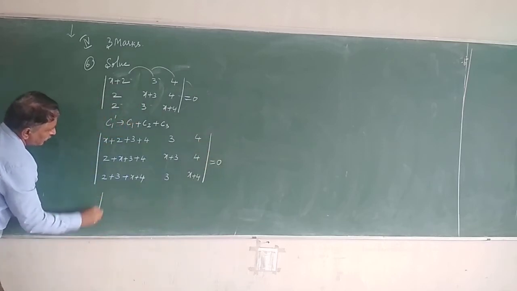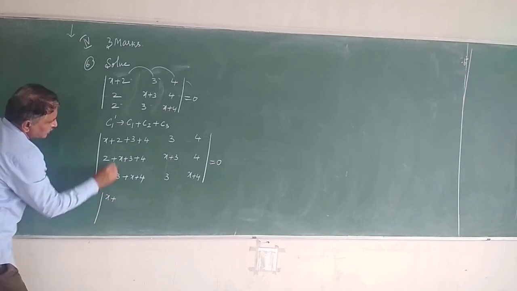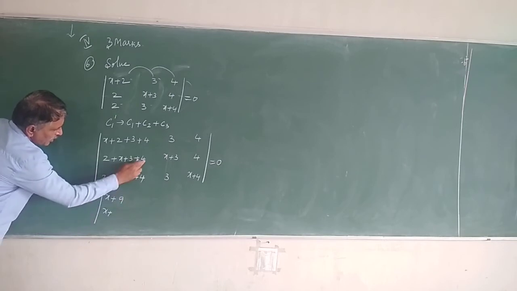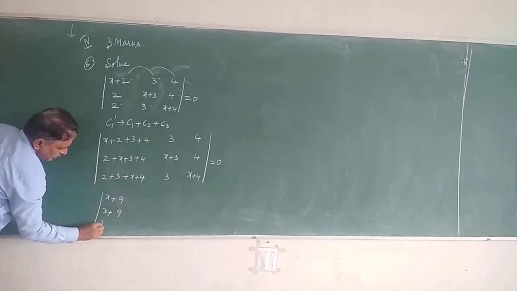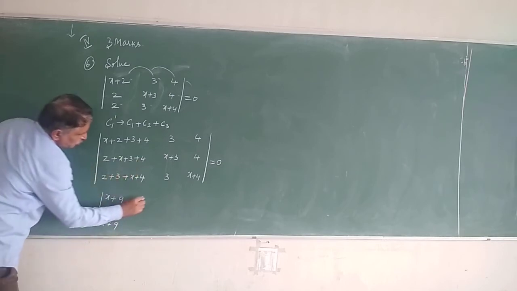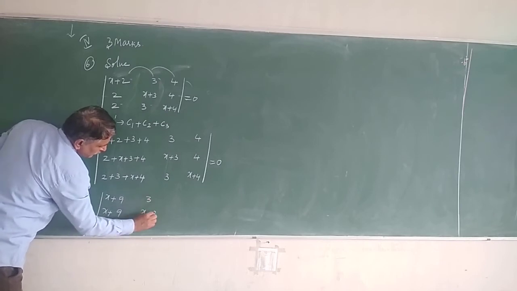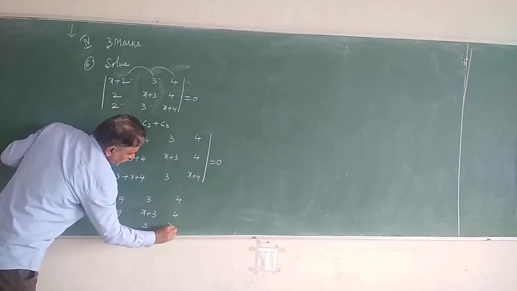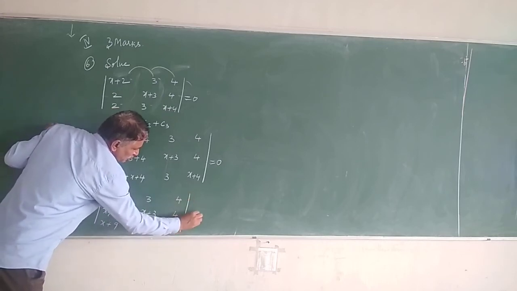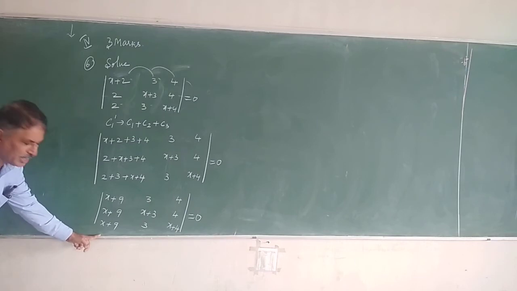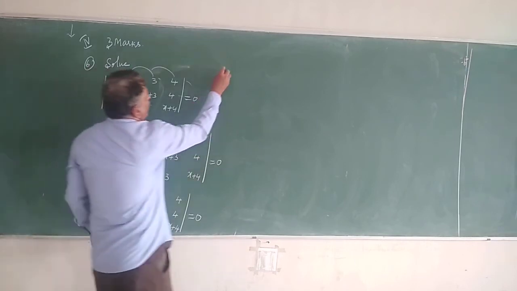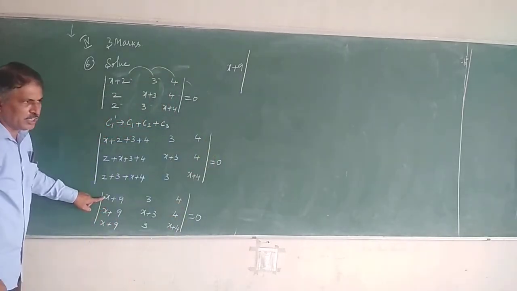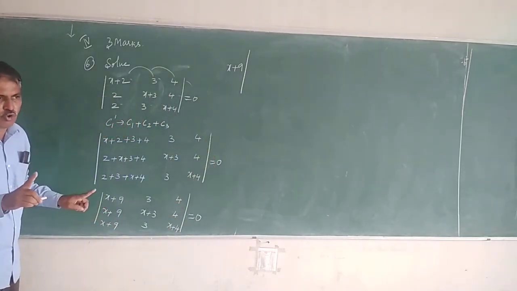How much will I get with this? x plus 9. So x plus 9, 3, x plus 3, 4, x plus 4 is equal to 0. In the first column I can take x plus 9 common. If I take x plus 9 common, what will I get? I will get 1, I will not get 0.